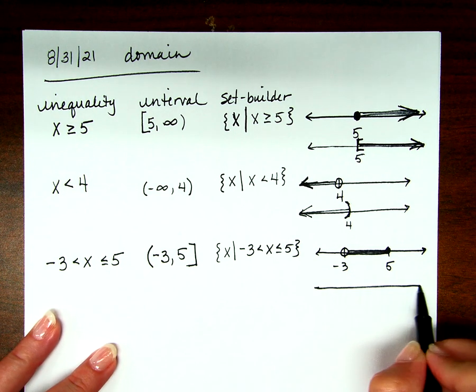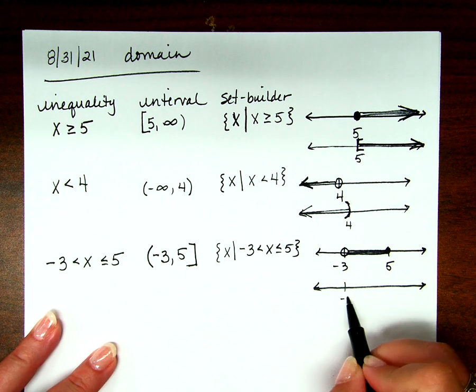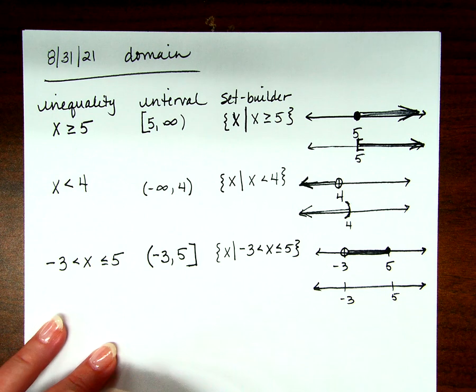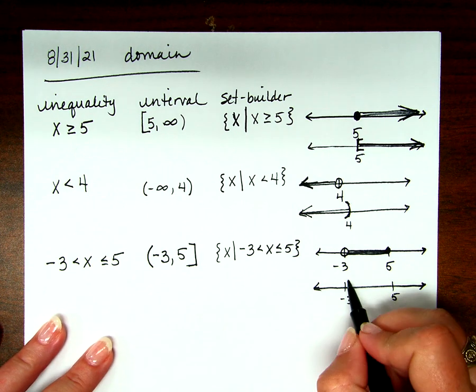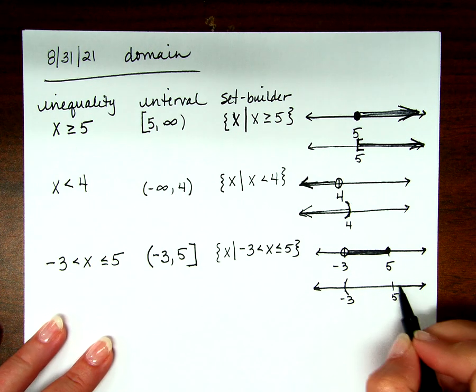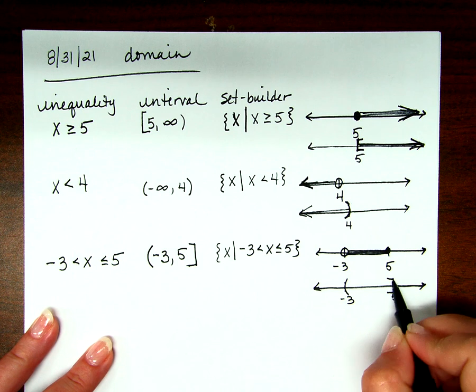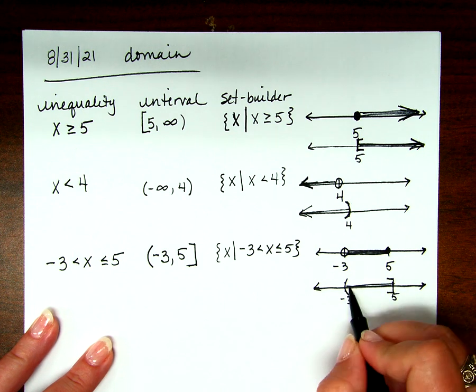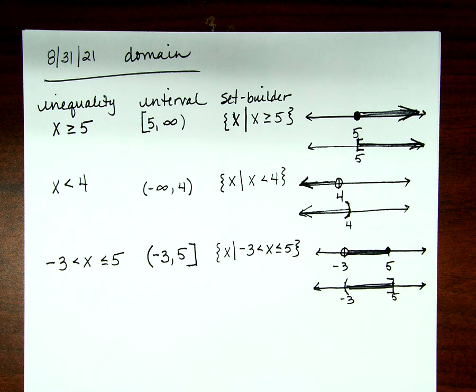What does it look like if I'm doing it the other way? A parenthesis on the negative 3. Very good. And a bracket on the 5. And shading in between. Okay?